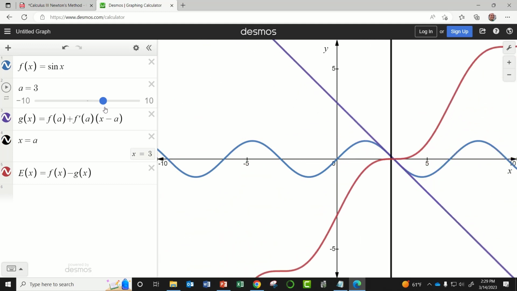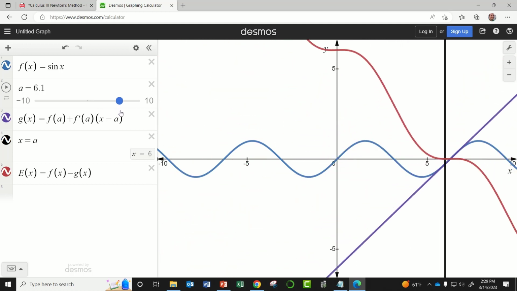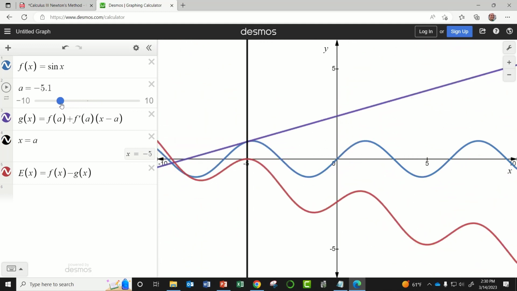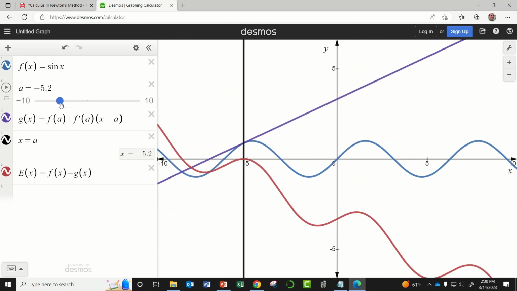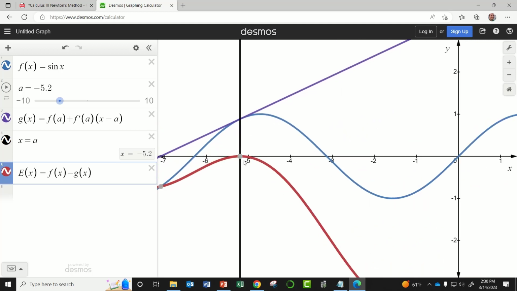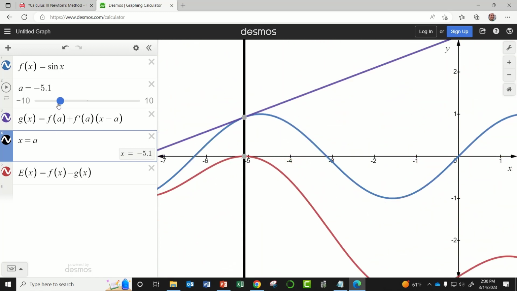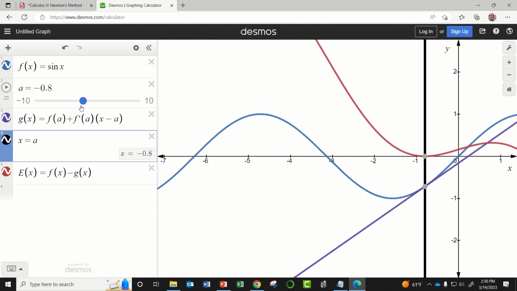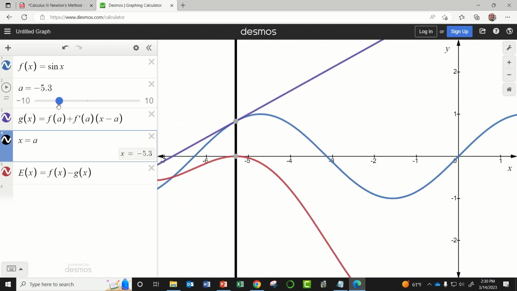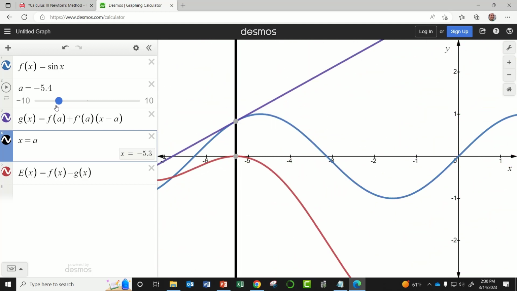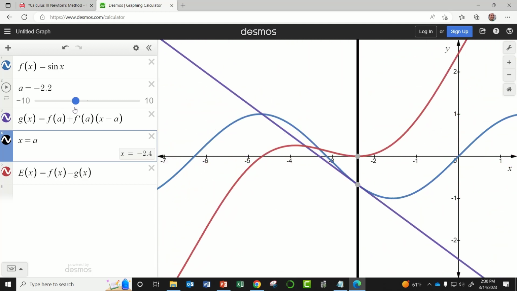And you can see that wherever I have this tangent line approximation actually meet the exact value of my function, then the error should be 0. And so that's why where this black line intersects the x-axis, that's also where this red error curve intersects the x-axis, right? So the red curve is telling me the difference between my blue function and my purple approximation at that point.